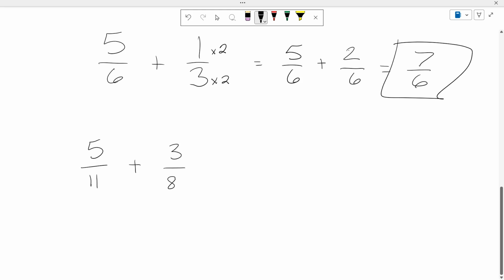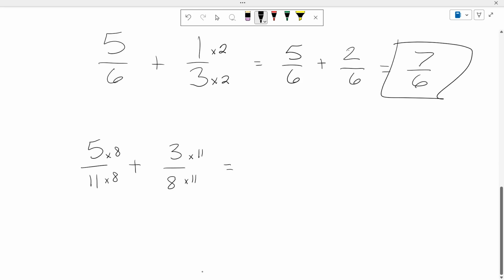Five 11ths plus 3/8. Now this is going to get kind of big. All right. Can you multiply anything by 8 to get to 11? Can you multiply anything by 11 to get 8? No. So then what we're going to do is we're going to multiply by each other. So this one we're going to multiply by 8 and 8 on the top and bottom. This one we're going to multiply by 11 and 11 on the top and bottom. So then this bottom will be 88 and this bottom will be 88, and then you'll have a common denominator.